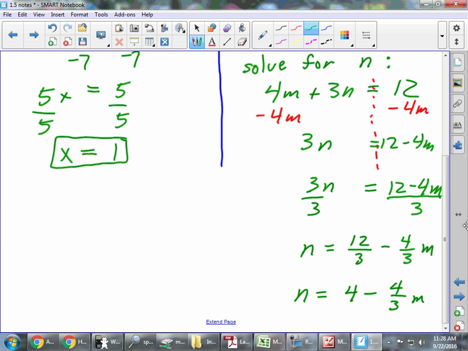And believe it or not, once you get n all alone like this, you're done. And that is the proper answer, even though that doesn't seem pretty. Its mother loves it, but, you know, that's a tough one. N equals 4 minus 4/3 m. And then you're done.